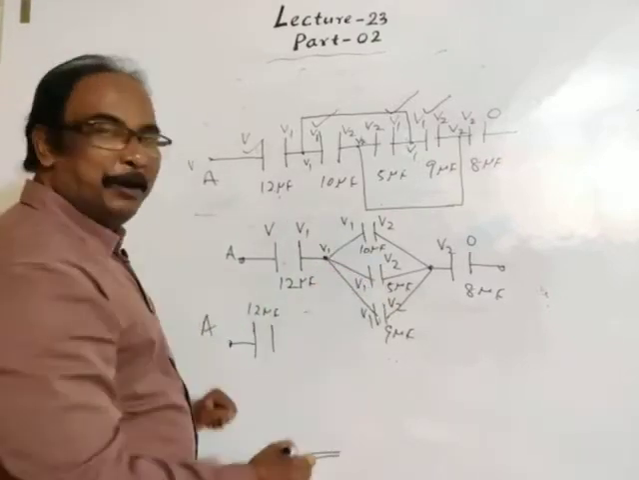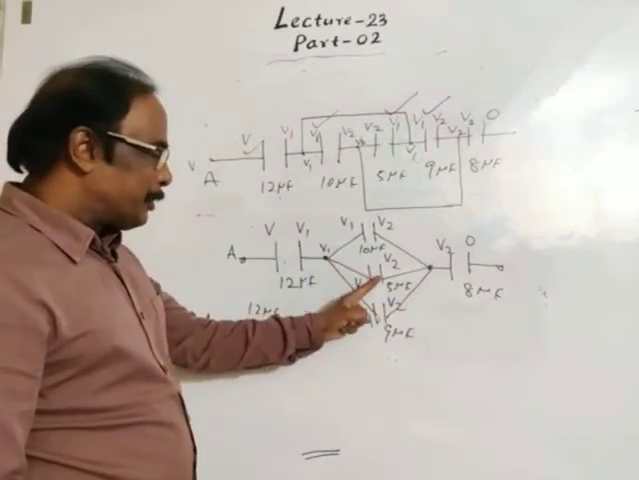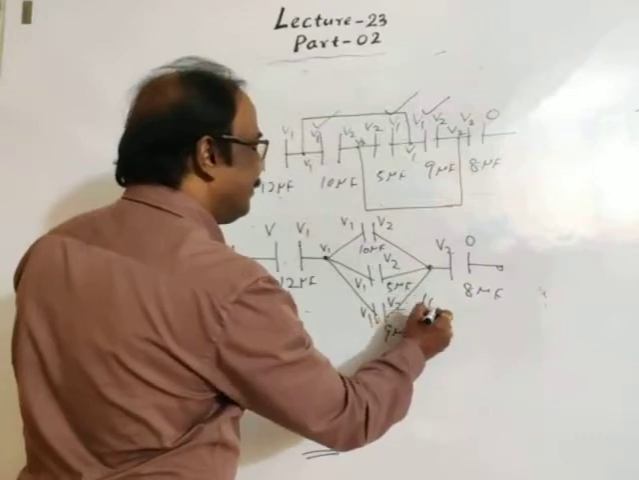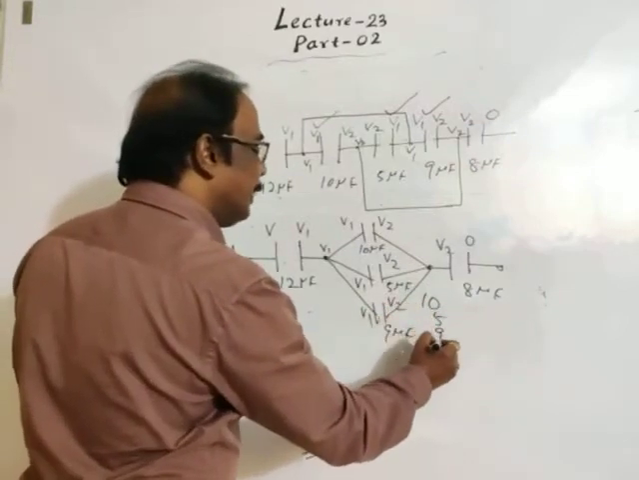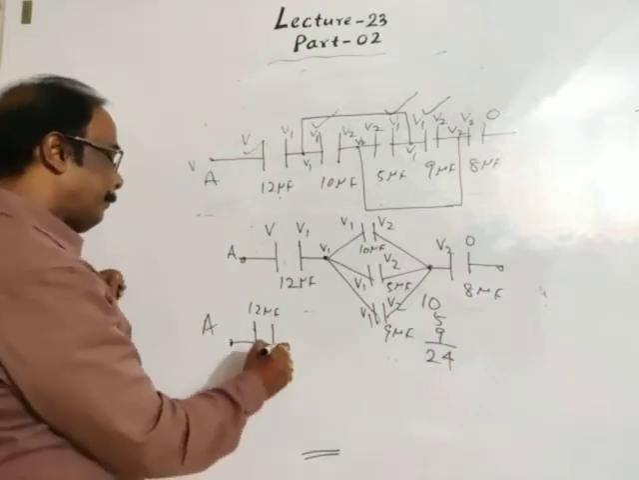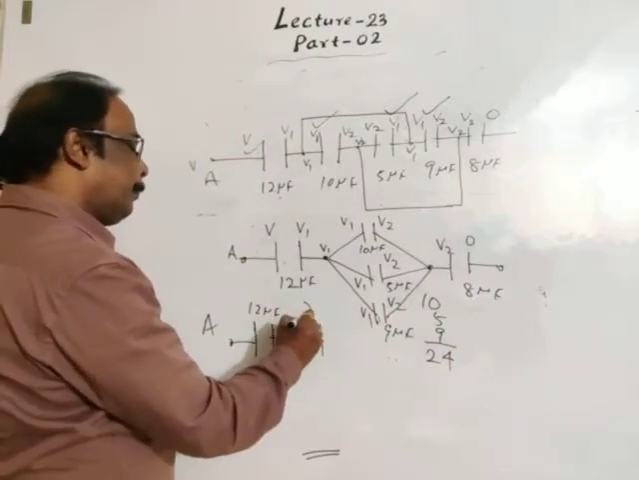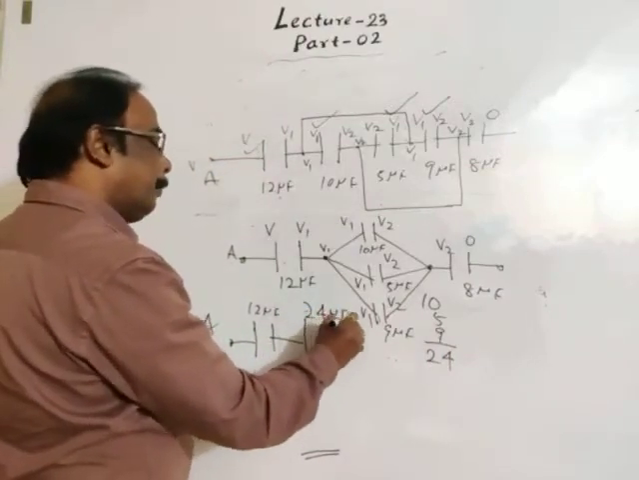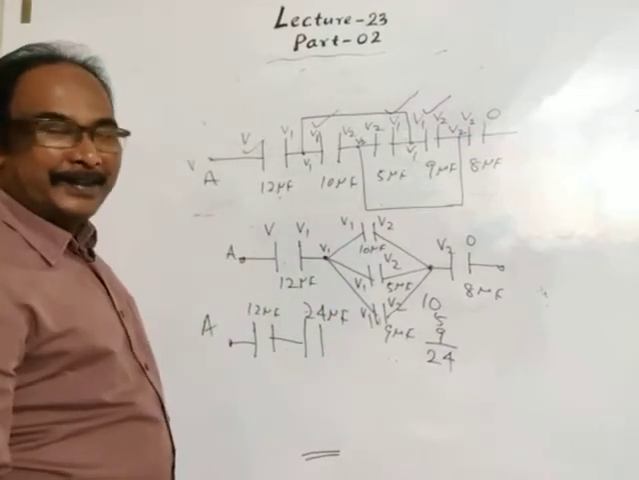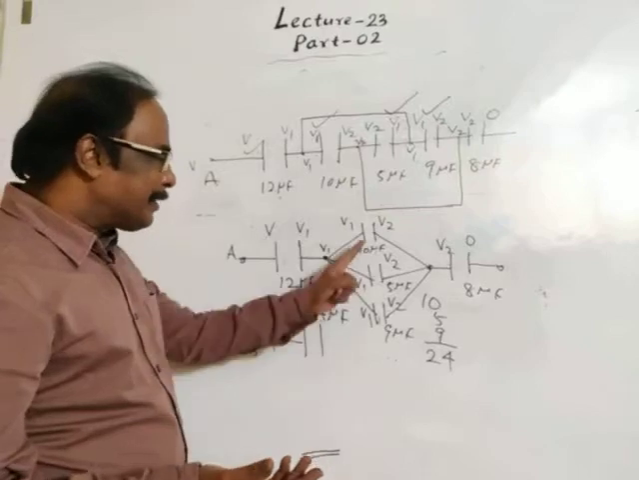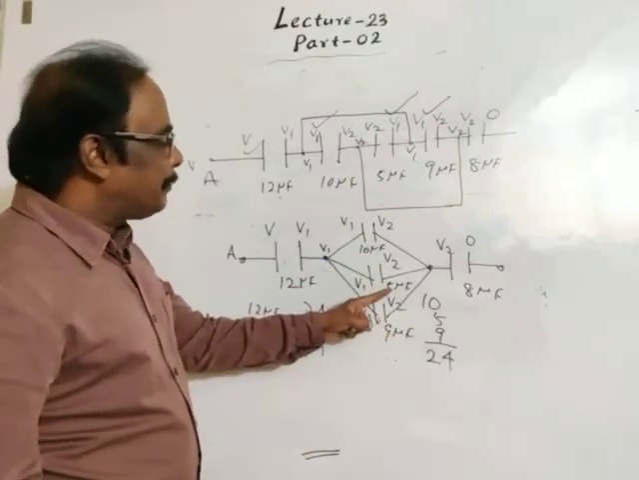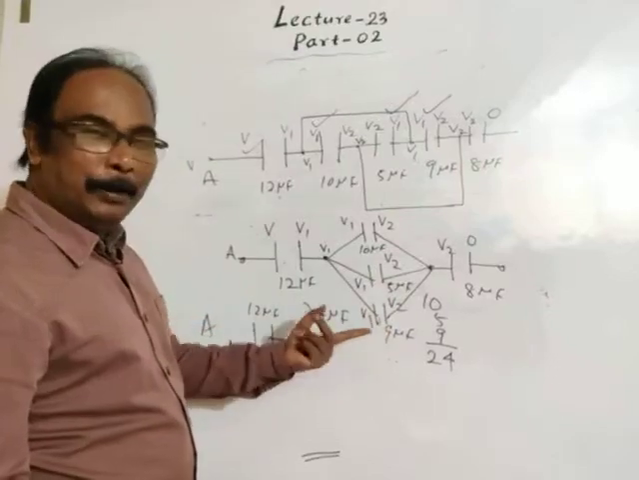All these are in parallel, so the equivalent capacitance is C1 plus C2 plus C3. 10 plus 5 plus 9 is 24 microfarad. So the equivalent capacitance in parallel is C1 plus C2 plus C3: 10 plus 5 is 15, 15 plus 9 is 24.